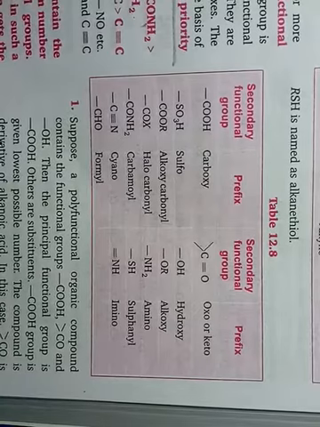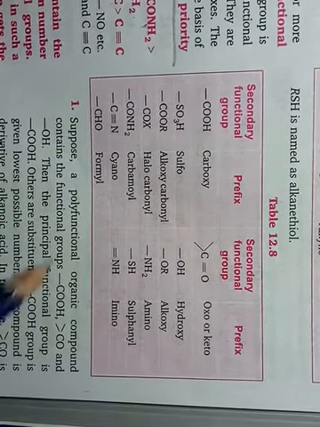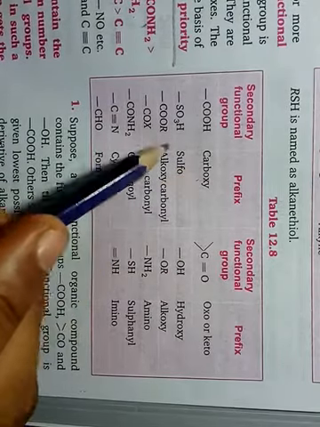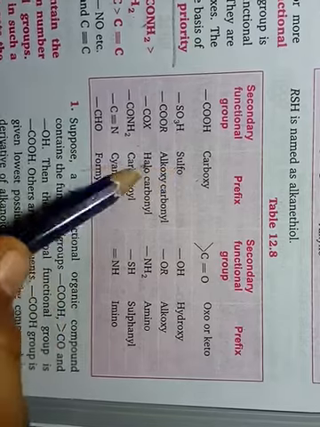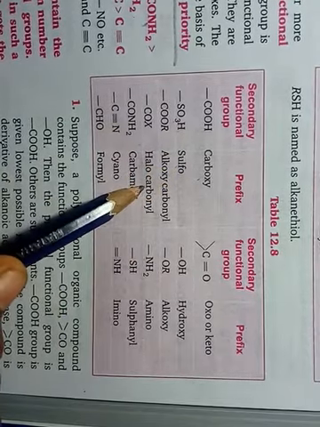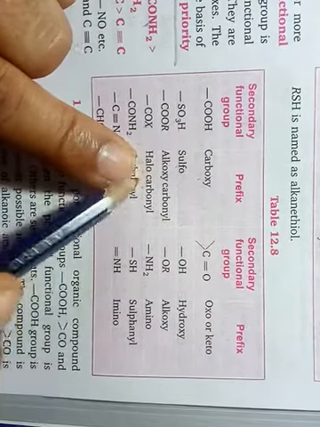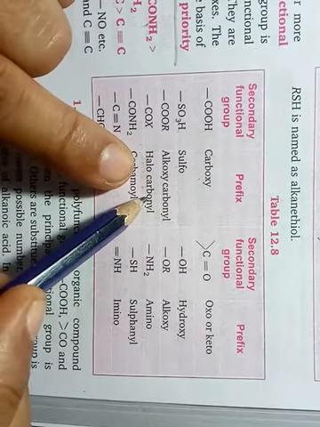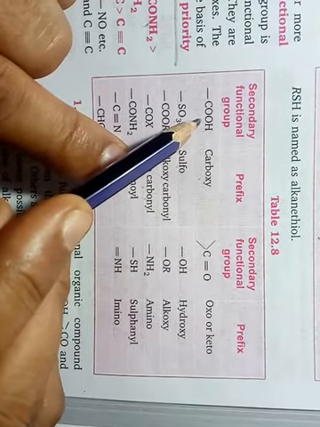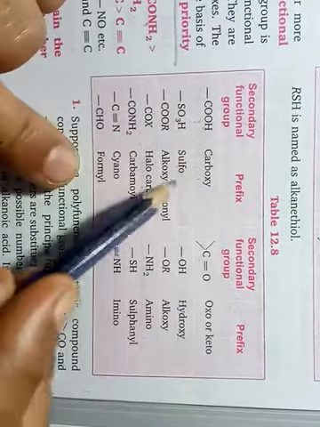These are the prefixes for some particular functional groups. The COOH prefix is carboxy, for SO3H it is sulfo. For COX it is halocarbonyl. So if any compound has a COOH group and this COX group, the COX will be written as halocarbonyl and the suffix oic acid will be given to the other one.